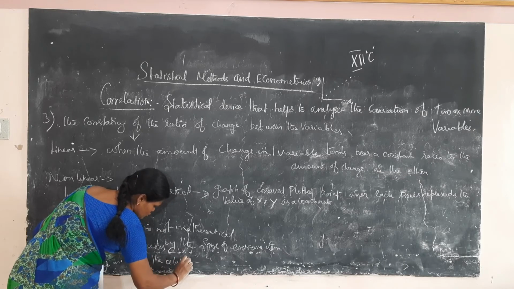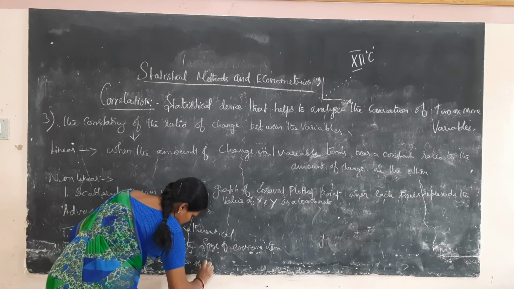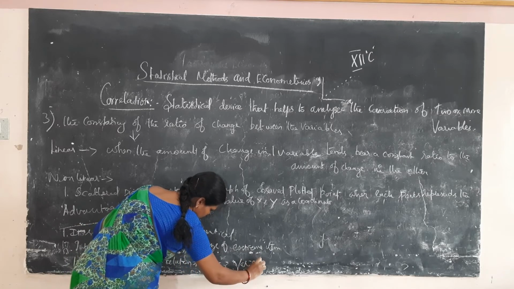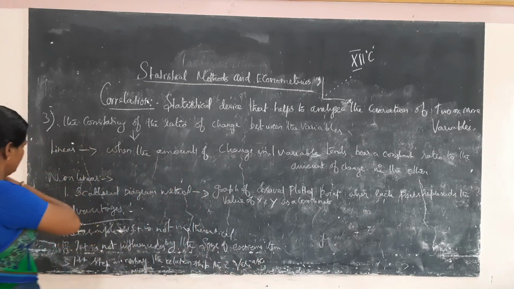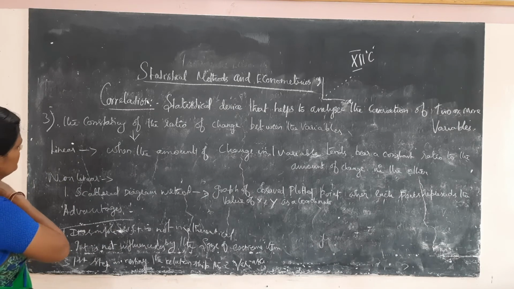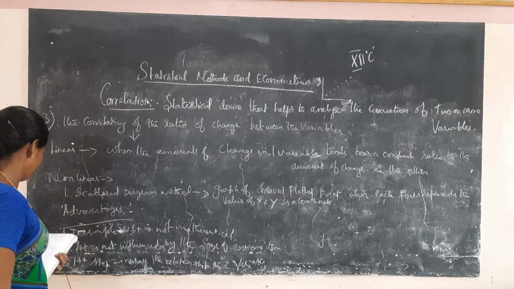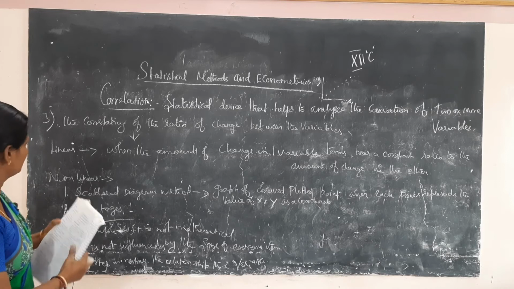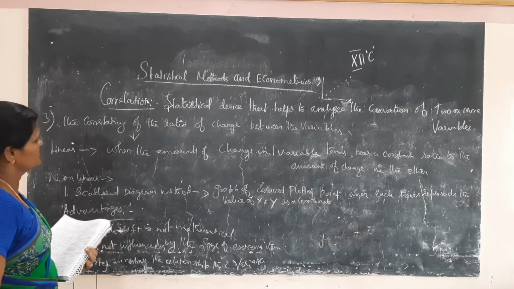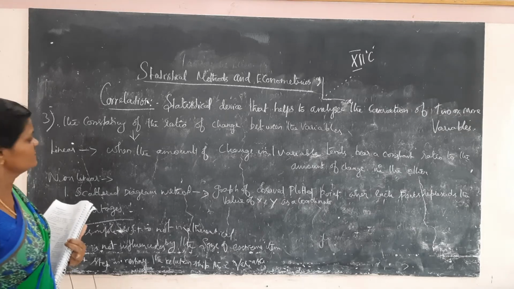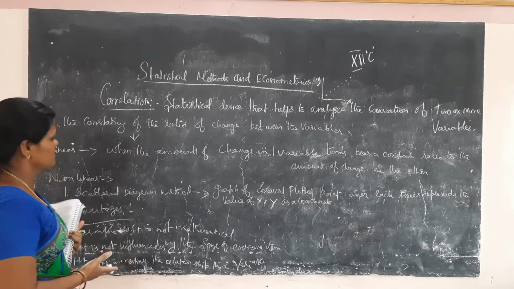Relationship between the two variables. First one, scatter diagram method. It is a method of studying correlation. First one is the scatter diagram method.